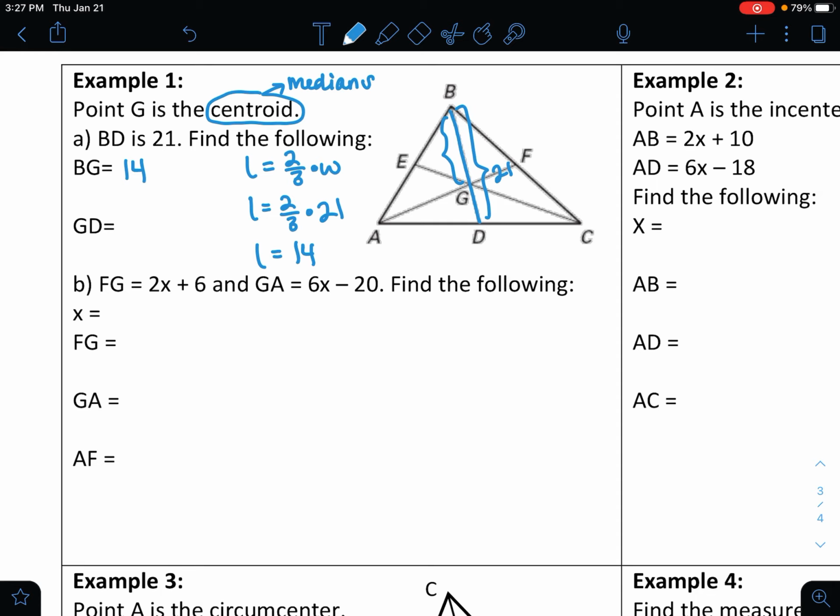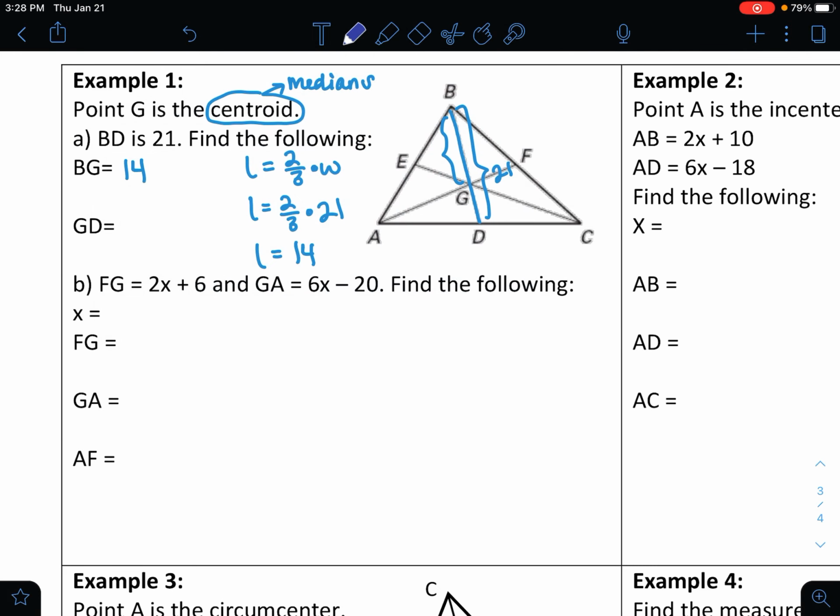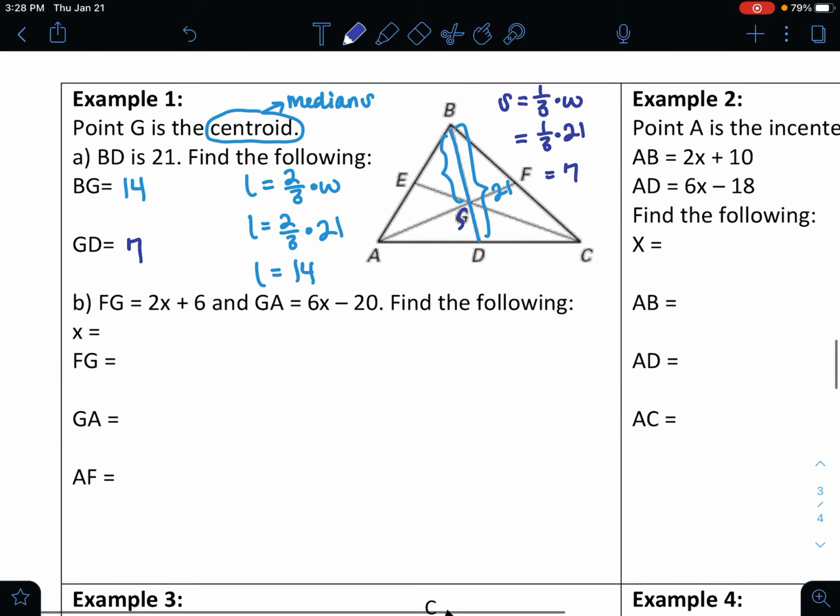And then GD, there are a bunch of different ways you can do that, but you could also be like, okay, well, the short side is 1/3 times the whole thing. So that would be 1/3 times 21, which equals 7. And you can do the same thing on your calculator. So again, GD would be the shorter part of the median. So that's how you use those rules that I gave you guys.